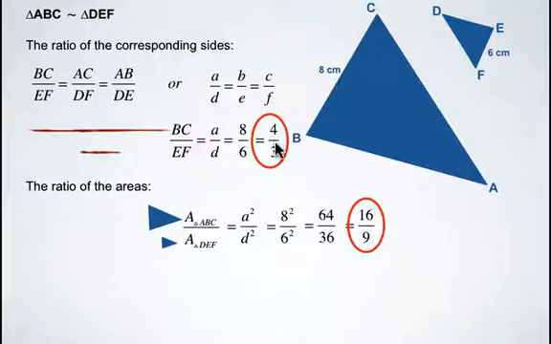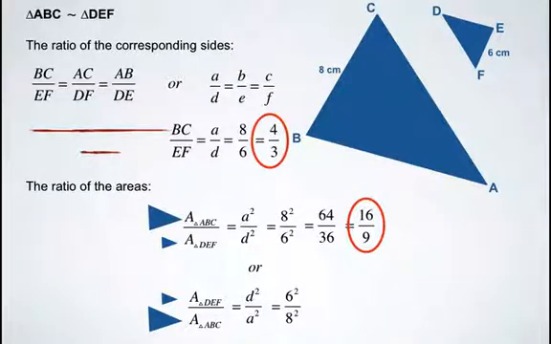Again, compare the two values that are circled here. 4 over 3 squared would give you 16 over 9. Or another way of looking at this is by taking a look at the smaller triangle on the top and the larger triangle on the bottom. Just reversing your ratios will give you a ratio going the other way of 9 over 16.